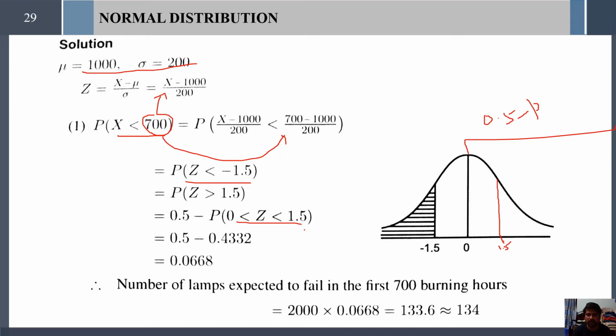How to calculate this? Take the 1.5th row and 0th column, because 1.5 is available in the table. This value is 0.4332, referring to the normal table. Subtract this value from 0.5 and multiply by 2000, then we get 133.6, that is approximately 134 bulbs.